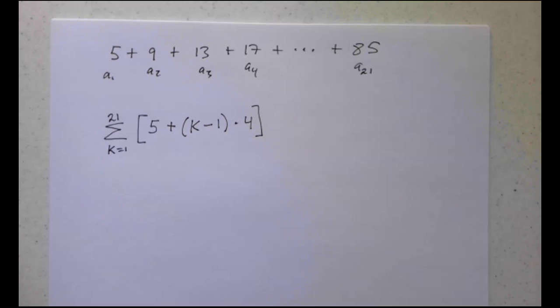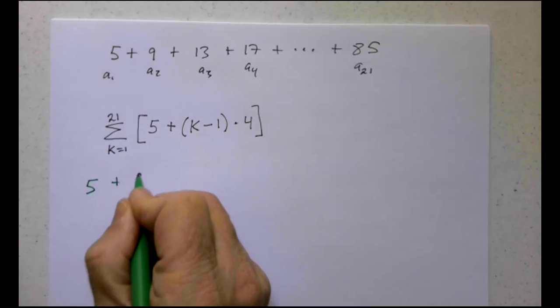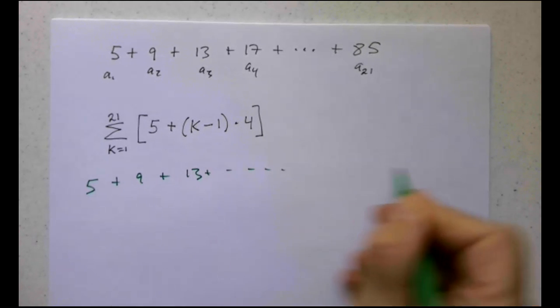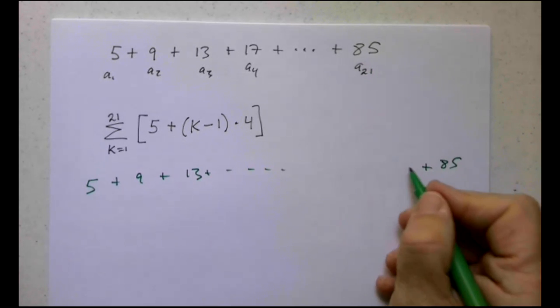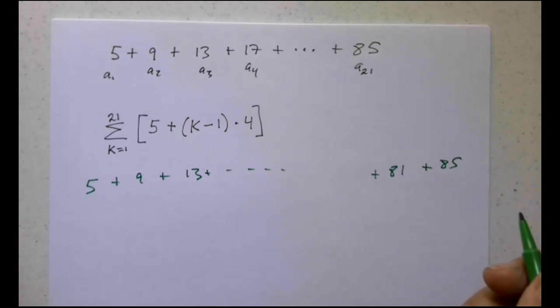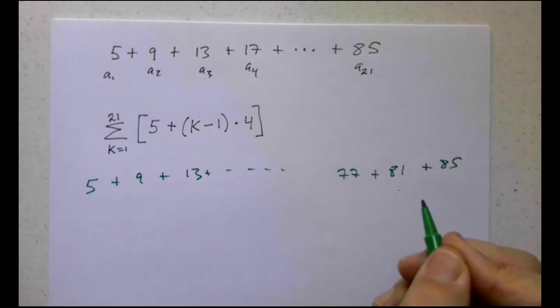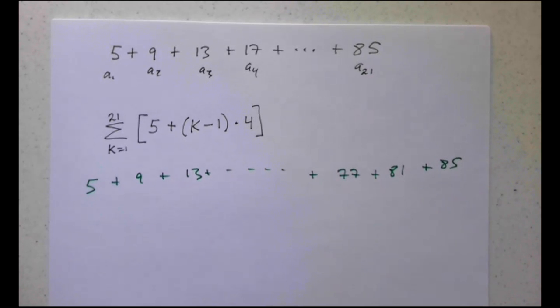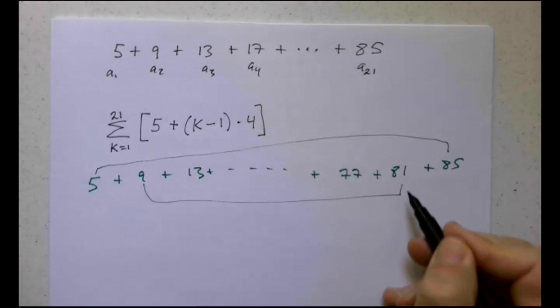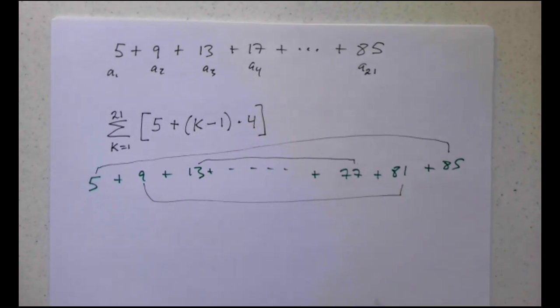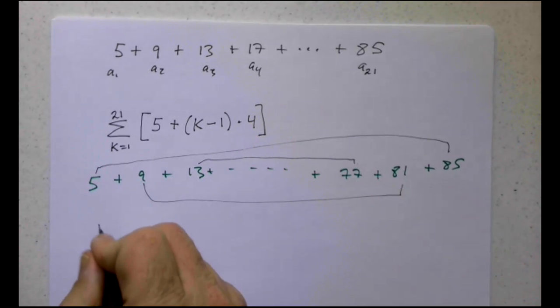Now, how do we add all those together? My favorite approach is to think about pairs. So we're starting with 5 plus 9 plus 13 plus dot, dot, dot. 85 is the last one. The one before that would be 4 fewer, so that would be 81. Before that would be 4 fewer, would be 77. Now there's 21 numbers in this list, but I want you to focus on the first and the last. Notice 5 plus 85 is 90. 9 plus 81 is 90. 13 plus 77 is 90. So pairs equal 90.